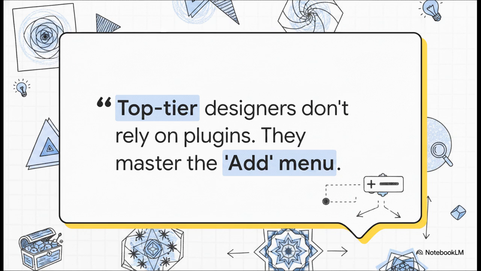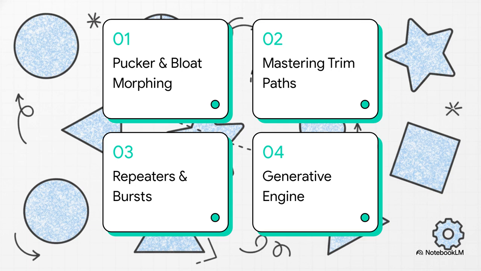It's a total goldmine. Instead of bogging down your machine with heavy effects that take hours to render, we're going to see how stacking basic native vector operators creates results that look wildly complex, but architecturally, they're remarkably simple and mathematically flawless. Here's what's on the agenda today. We'll kick things off with pucker and bloat morphing, then master trim paths, move on to repeaters and radial bursts, and wrap it all up with the generative engine.